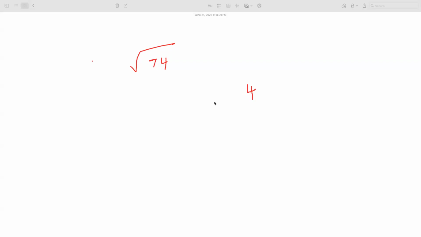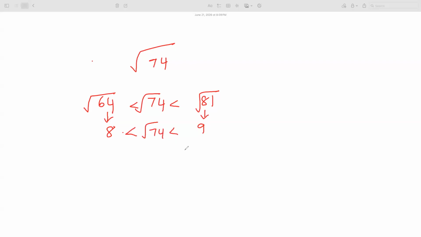For that, you have to find square numbers that are less and greater than 74. The square number that's less is 64. Greater is 81, square root of 8 and 9. So basically 64 is less than 74 is less than 81. Take square root on all. So it gives you 8 and 9. 8 is less than square root of 74 is less than 9. So it lies between 8 and 9.